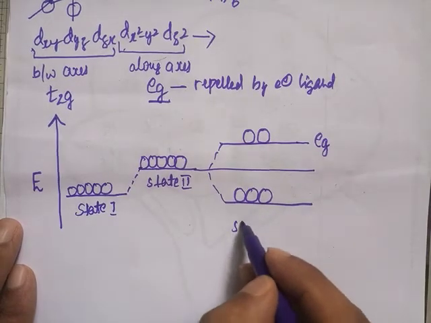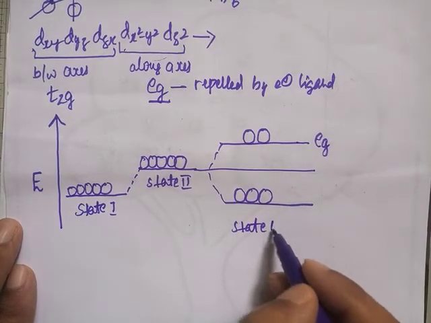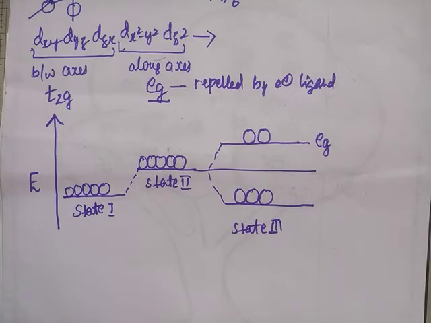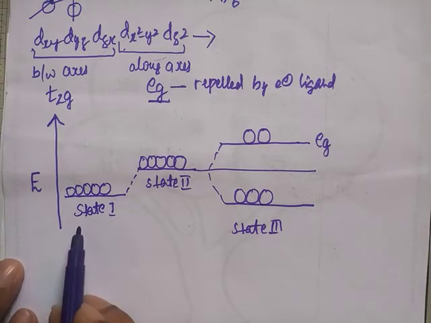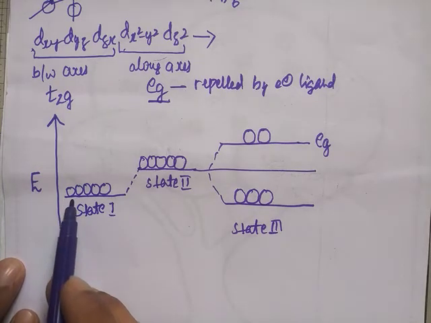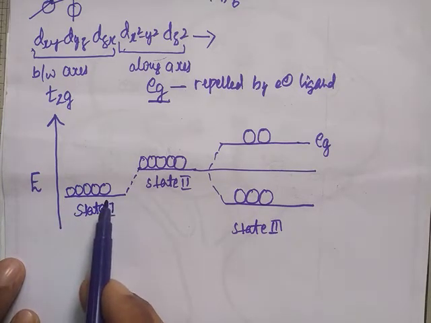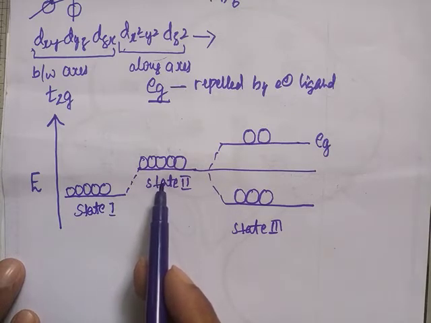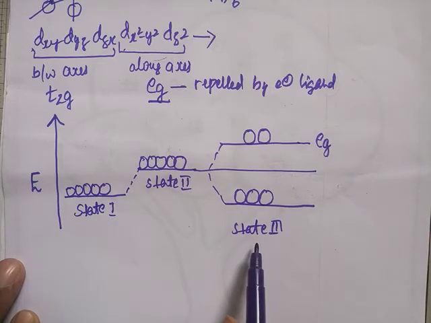So let us call this one state 3. So the state 1 represents the degeneracy of all the 5 d orbitals in the isolated ion. The state 2 represents the hypothetical degeneracy of all the orbitals at a higher energy level, if the negative charge of all the ligands is assumed to be uniformly affecting the electrons in the d orbitals of the metal ion. And the state 3 represents the crystal field splitting.